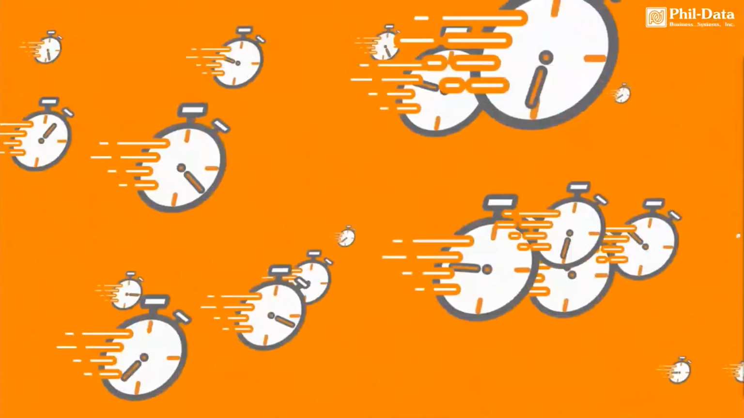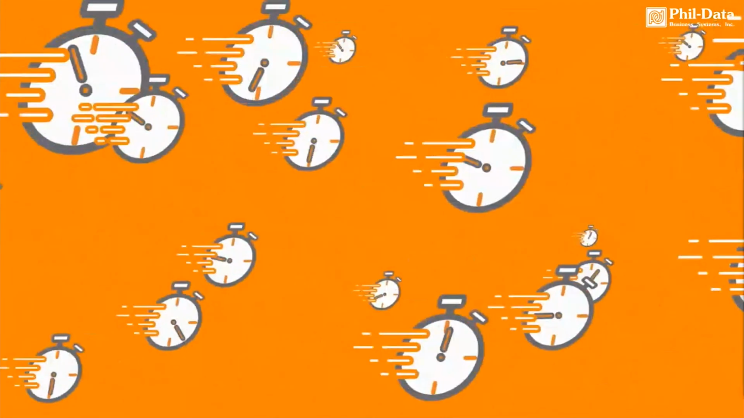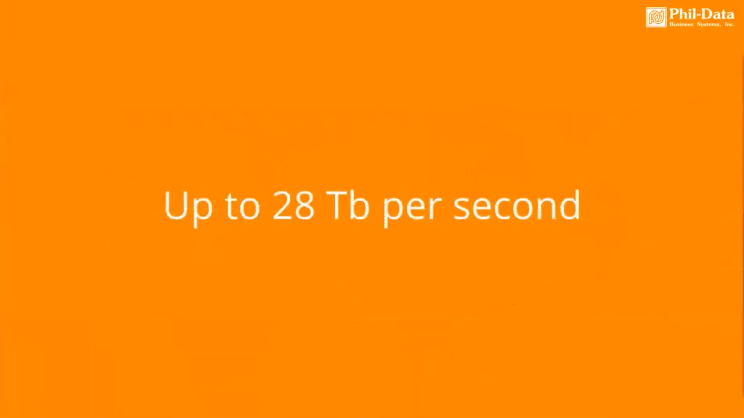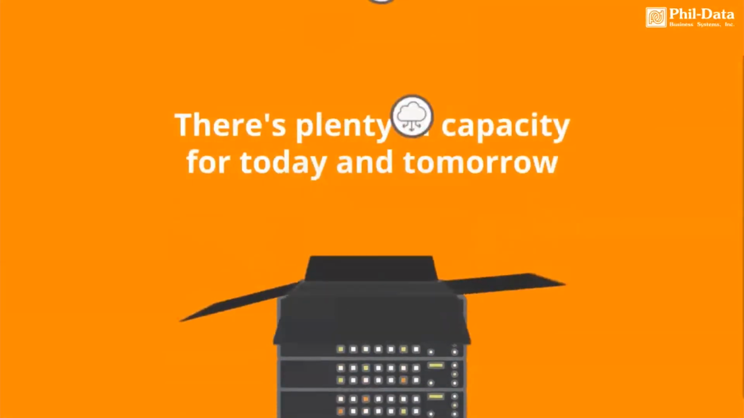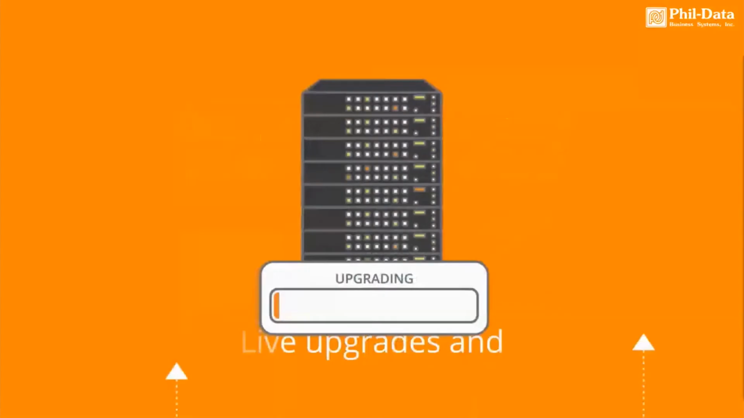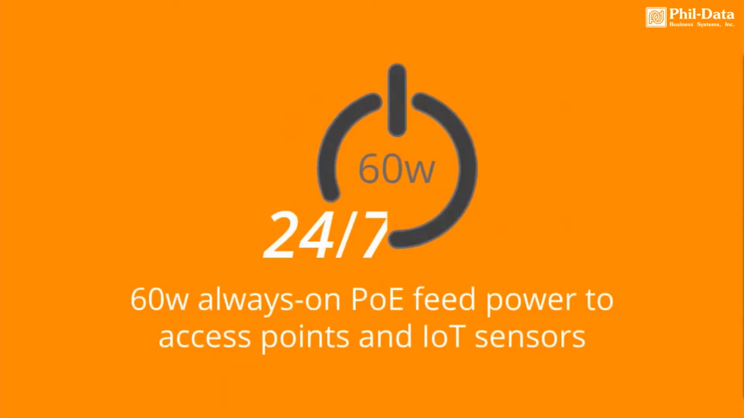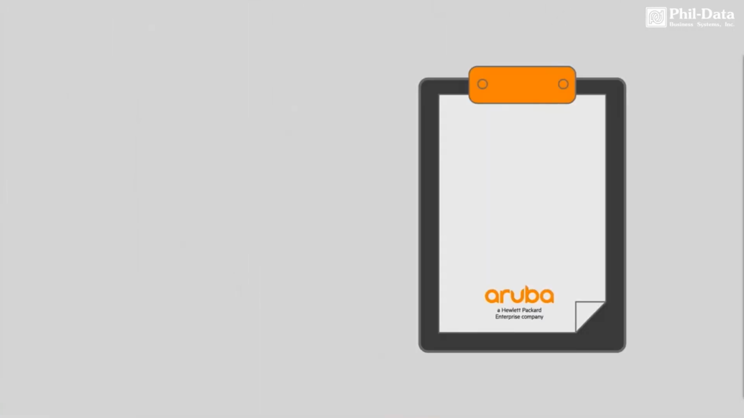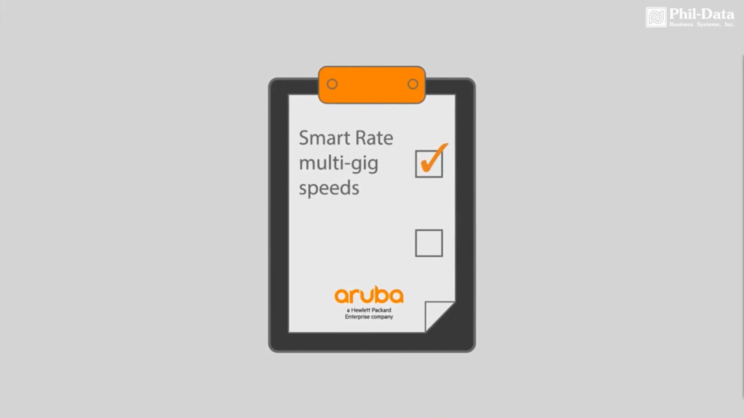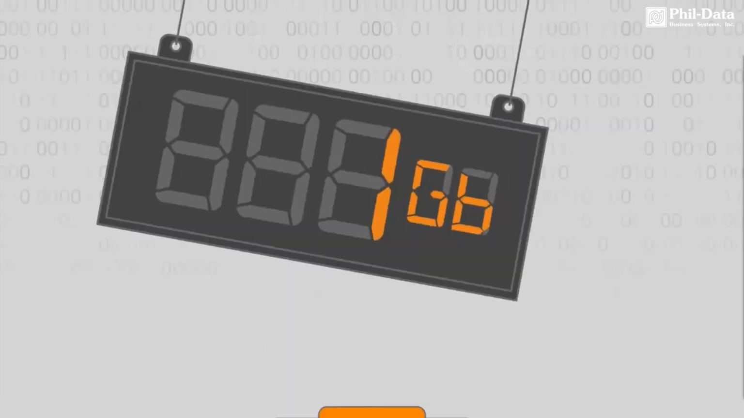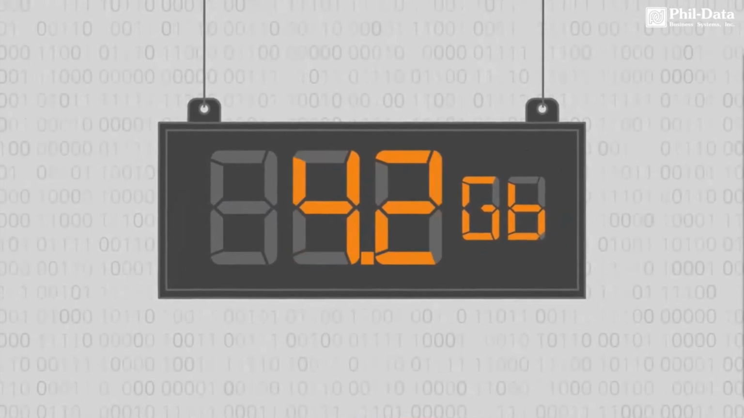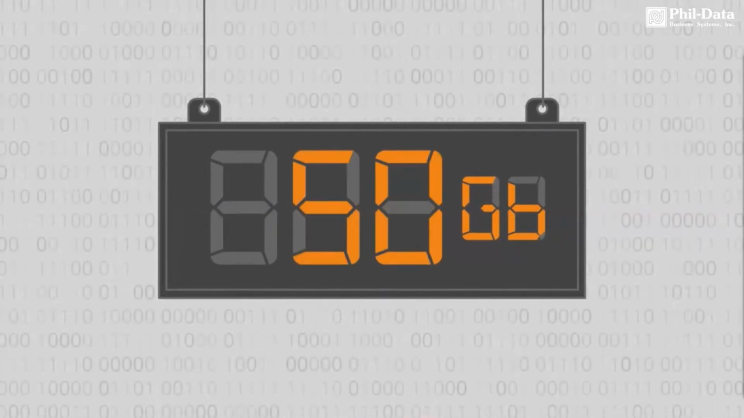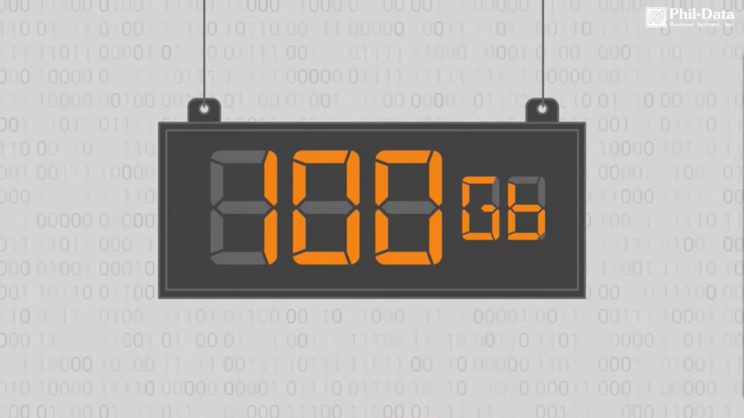Aruba CX switches deliver true wire speed performance on every port. With up to 28 terabits per second and non-blocking bandwidth, there's plenty of capacity for today and tomorrow. Live upgrades and 60-watt always-on PoE feed power to access points and IoT sensors even during scheduled reboots or firmware updates. And to increase capacity over existing infrastructure when you need it, Aruba CX switches come equipped with smart rate multi-gig speeds as well as flexible uplinks, so you can scale from 1 gig to 2.5 gig to 5 gig speeds, with up to 10, 50, or even 100 gig uplinks when your network needs it.